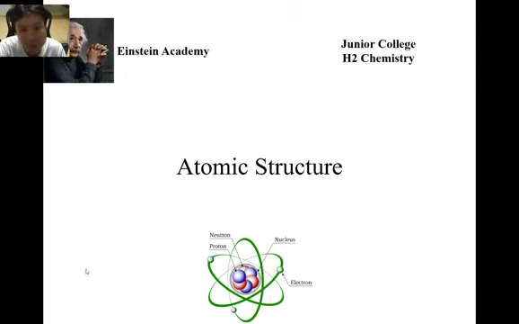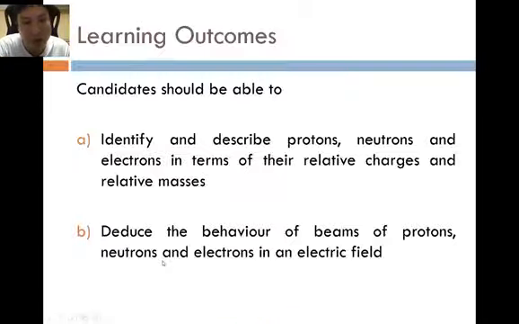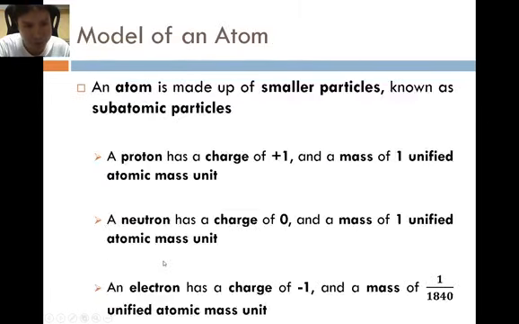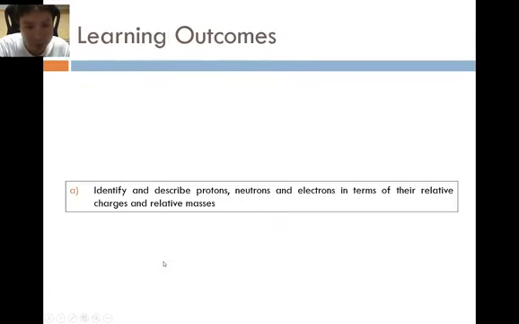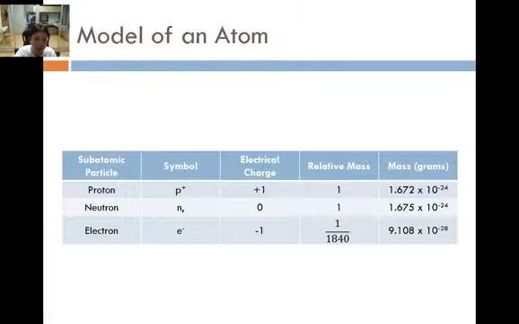Okay, so let's do a brief recap of what we have covered last lesson in the chapter of atomic structure. So let's start with the first learning outcome. Identify and describe protons, neutrons, and electrons in terms of their relative charges and relative masses. So to that, the answer would be this simply.